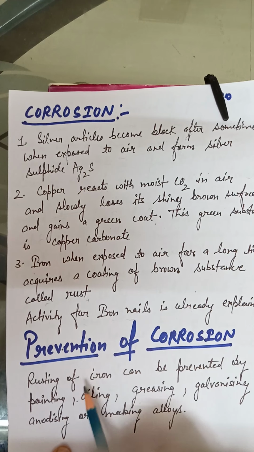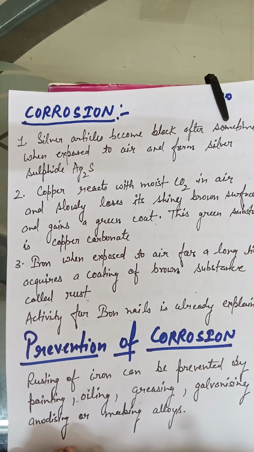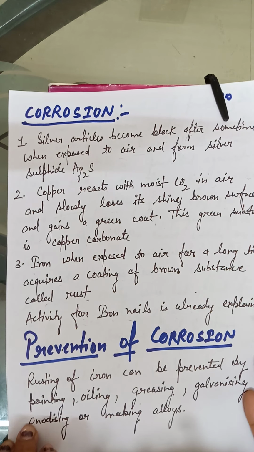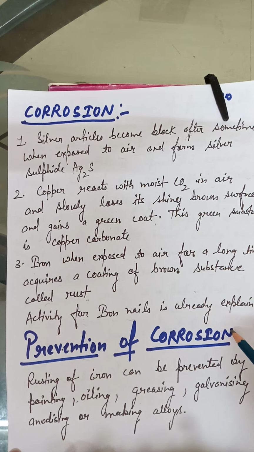Okay. So now next we have prevention of corrosion. How can we prevent corrosion? All of you know how you can prevent corrosion at your homes. If you want to protect your iron gates and other articles of iron, you will use paint, or you can use another process, galvanization. So how can we prevent corrosion?